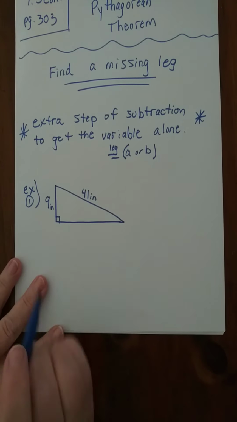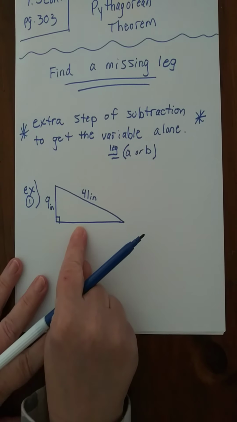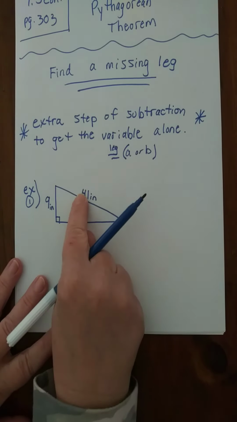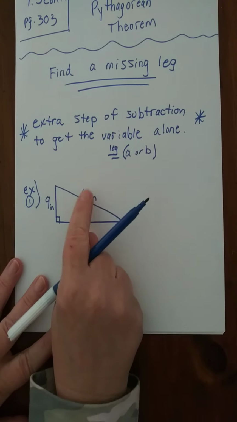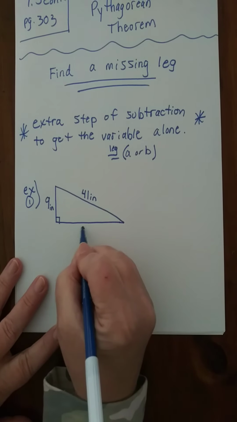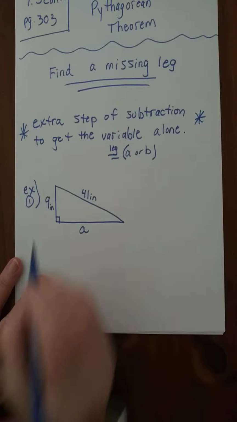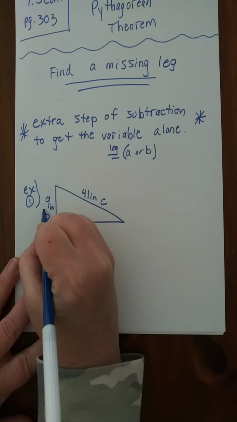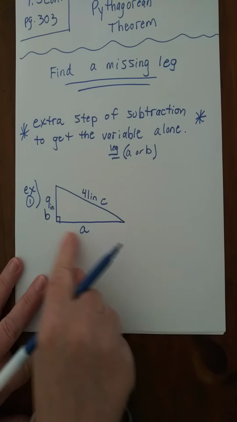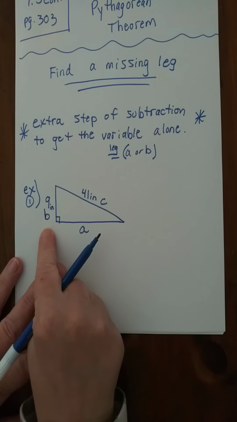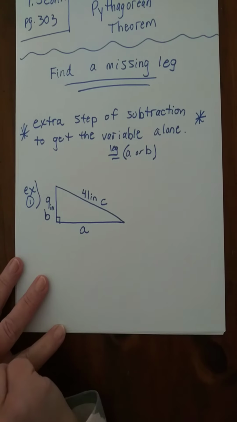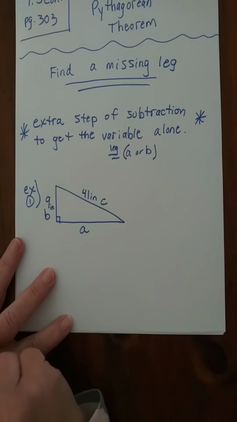So we have one of our legs, and the other leg is missing. We know it's a leg because it's attached to the right angle. Across from the right angle is our hypotenuse, so they gave us that. So this is a missing leg, let's call that A. The other leg is going to be B, and our hypotenuse is always C. A and B, as I mentioned before, are interchangeable. If you wanted your missing leg to be B, that's okay. The process is going to be the same.